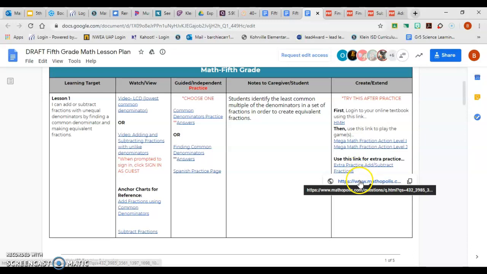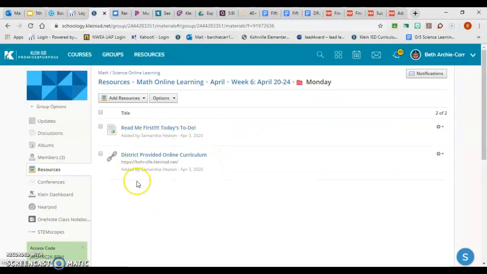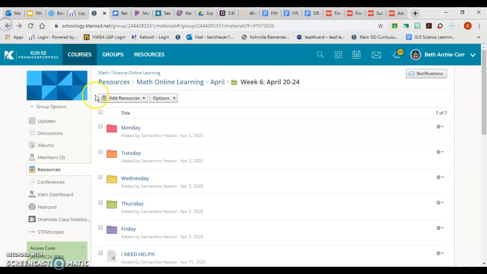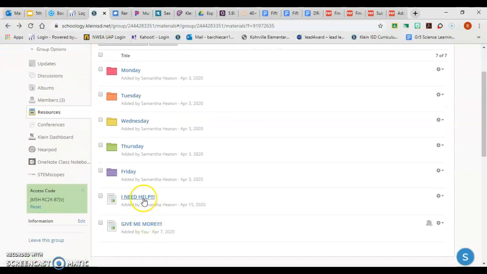Here is also some more practice. Other than that, if you're done with these for the day, then you can go back into your Schoology tab and answer the discussion question that will be posted here. When you're done with that discussion post, then you'll need to come down here. If you feel like you're needing more help, then click on this button. If you feel like giving me more, then you'll click on that button.